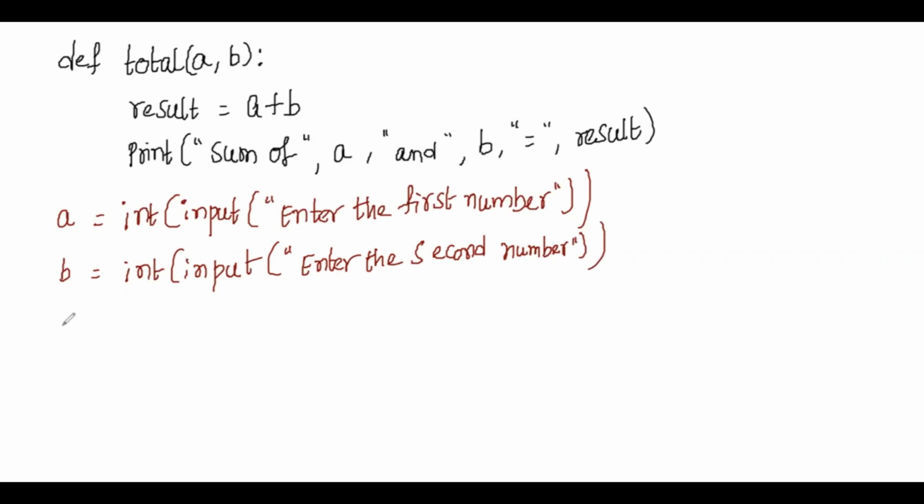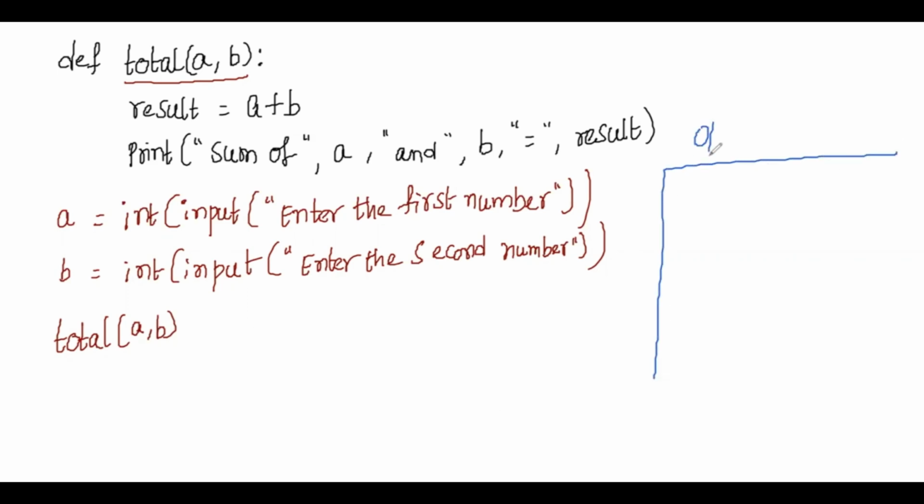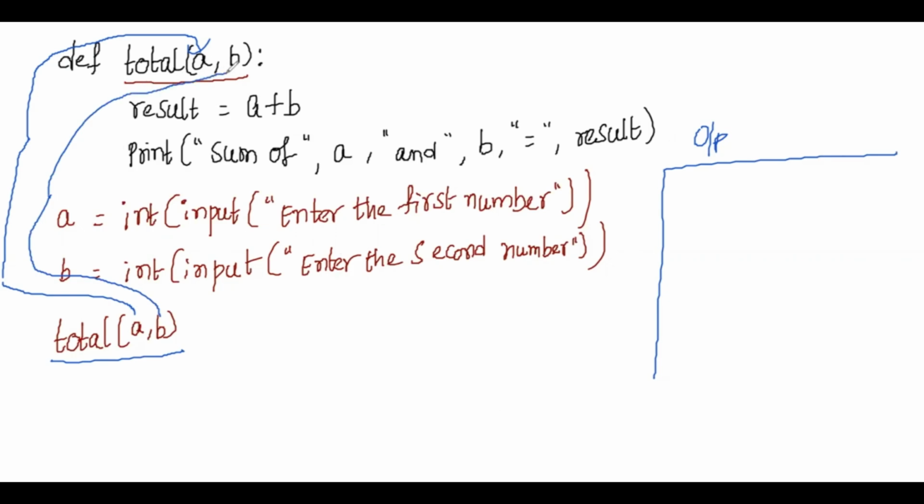Now let's call this particular function. Function calling can be done like this: total of, and pass these two parameters a comma b. So what is the corresponding output displayed here? You can see the moment you call this function, the value of a will be copied into variable a here, and the value of b will be copied into variable b.